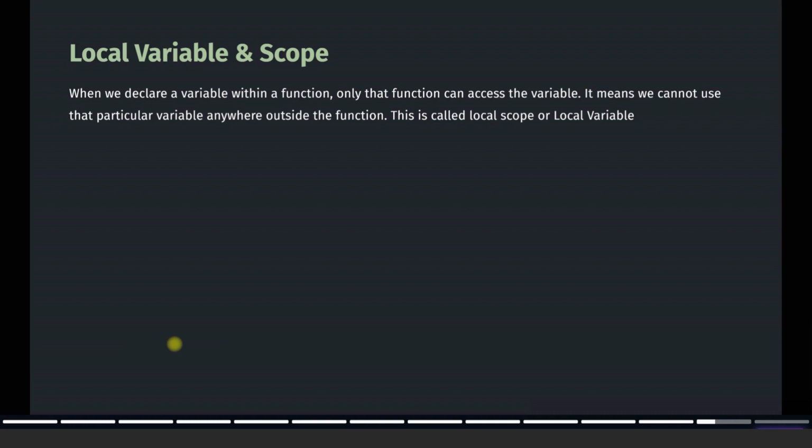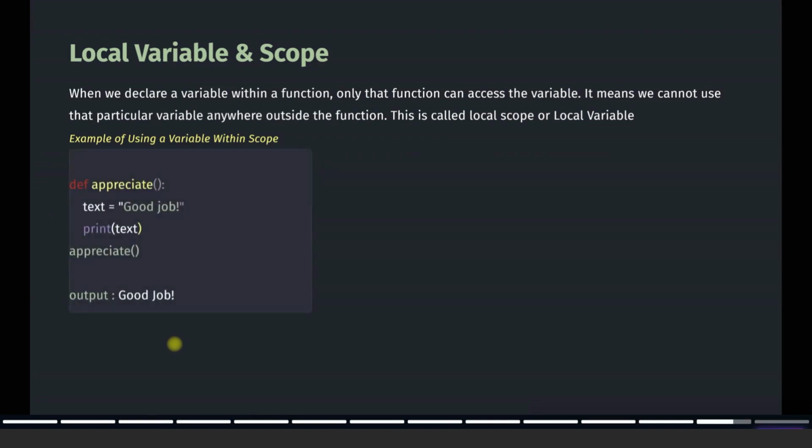It means we have the topic of functions, which we will see later, but just for an idea, I'm explaining local variables and global variables. When we declare a variable within a function, only that function can access the variable. It means we cannot use that variable anywhere outside the function. This is called a local scope or local variable. For example, if you buy Adobe Photoshop, you can only use the Photoshop features, not the other features. This is an example of local variable scope. That's how a local variable works.